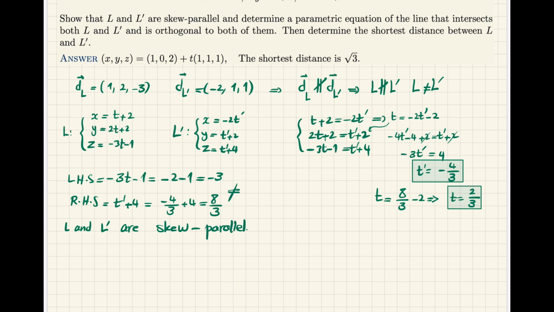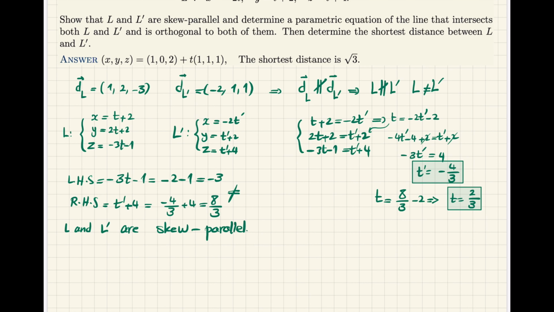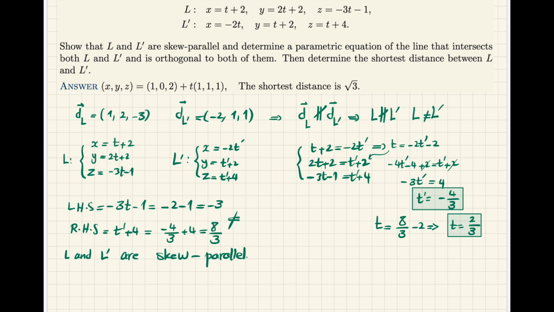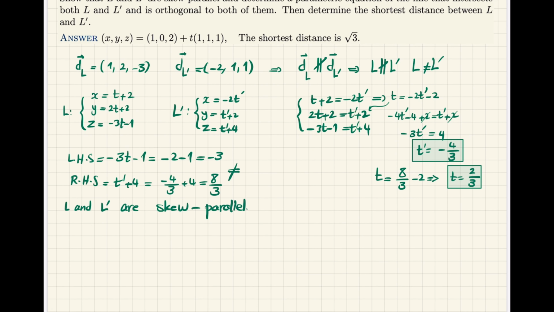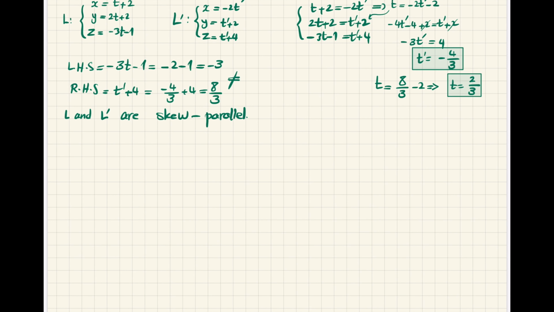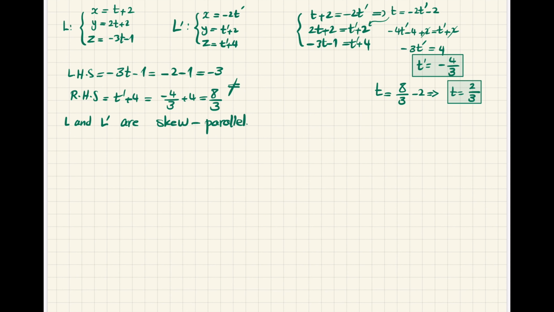This is the first part. But the second part, I want to find an equation for the line that lies on L and L prime, intersects both of them, and is orthogonal to both of them simultaneously. So if I want to give an idea how, let me just try to draw a picture, for example. So let us assume that this is the line. So for example, let me just draw them something like that.